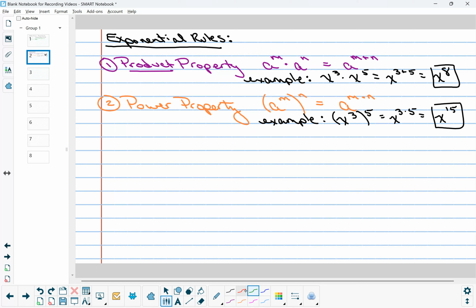All right, the quotient property. Quotient means the answer to a division problem. So again, if you know what these words mean, it will help you make a little bit more sense out of things.